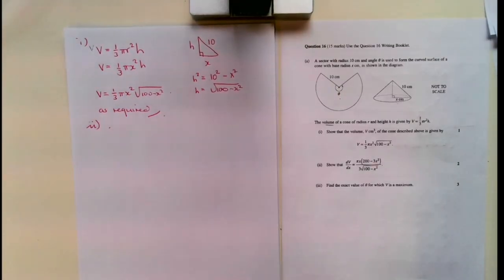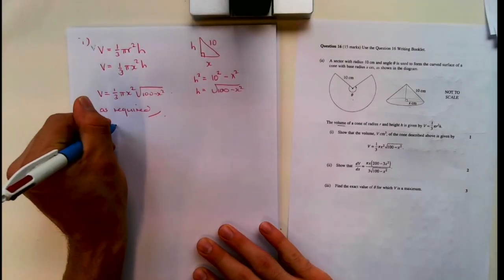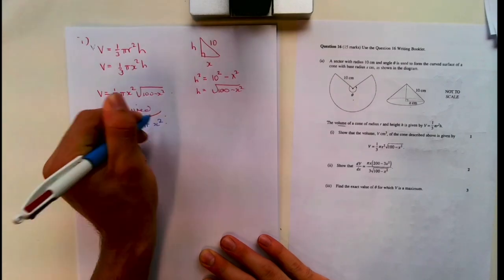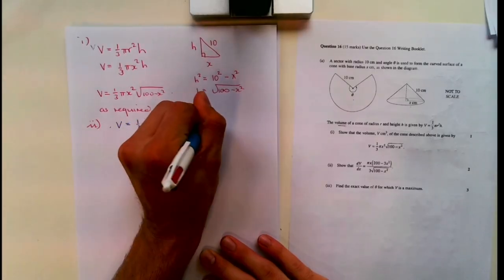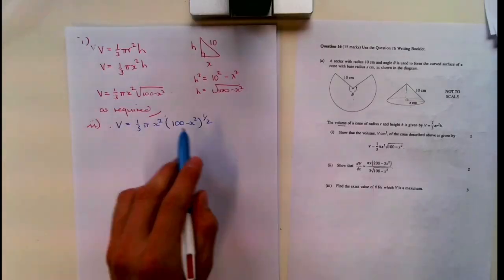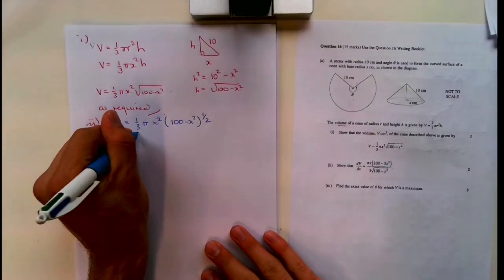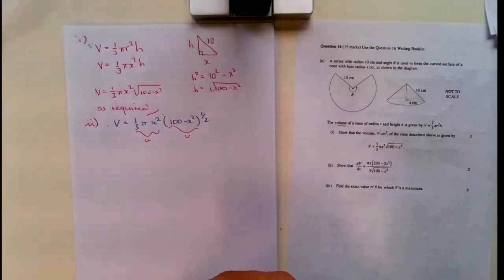Show that the derivative of volume with respect to x is equal to that identity there. So it's asking us to now differentiate this. Again, we have volume is a third pi x squared, 100 minus x squared. I'm going to turn the square root into indice form, so a half, just because it's going to be easier with the differentiation. Now, you may recognize that this is a product rule style differentiation, where I'm going to call this u and that bit v.